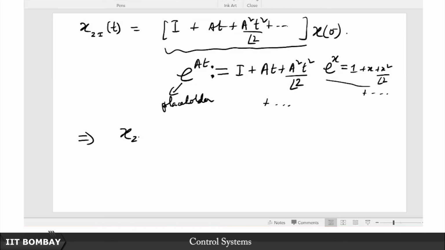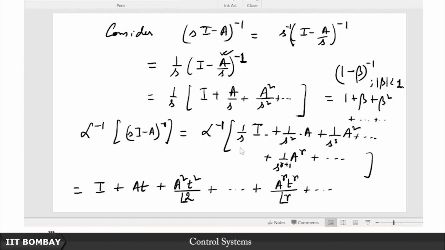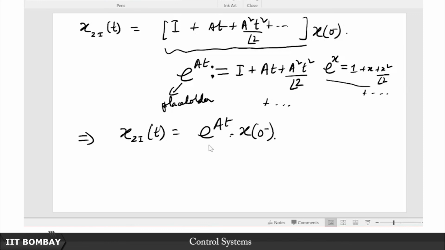So in compact notation, once we have denoted the series by this placeholder, if you permit me, we can write that x zi t is given by e to the At, which obviously is a matrix, times x0. This is just an elegant sort of notation that looks pretty, but let me summarize, and with that we will end today's lecture.